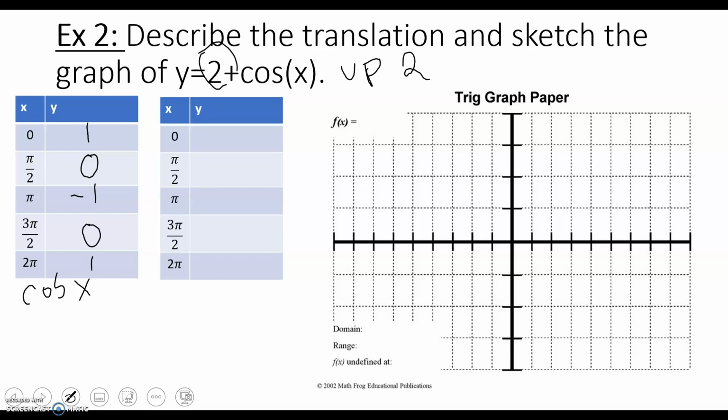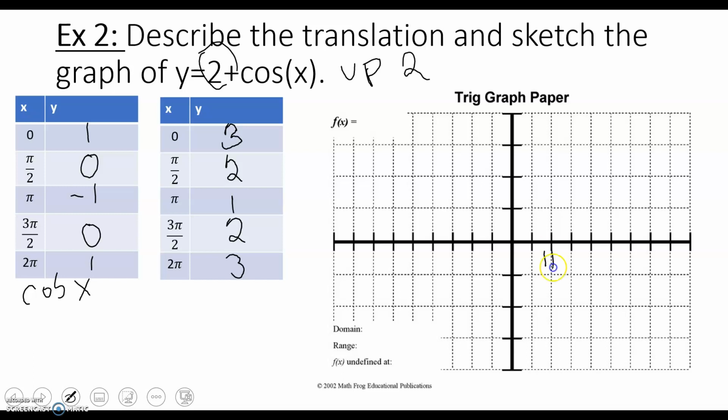Now, if we shift it up 2, it affects the y value. All of your x values will stay the same, so notice I just brought these same x values over. But what's going to happen is I'm going to add 2 to each of those y values. So I'll do 1 plus 2, which is 3. 0 plus 2, which is 2. Negative 1 plus 2 is 1. 0 plus 2 is 2. And 1 plus 2 is 3. And those are my new y values, the values that I want to plot.